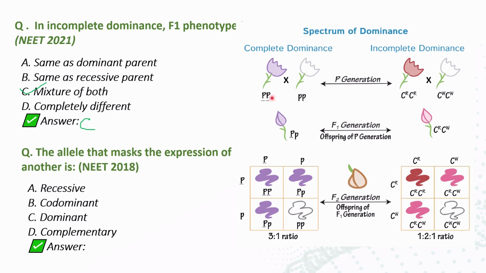If you see complete dominance here, the purple color flower has completely dominated the white color flower, and the F1 generation got only purple color. So it is completely dominating. This is the dominant allele. The allele that masks the expression of the other is known as the dominant allele. So this is the right answer. It's not complementary. Okay, next one.